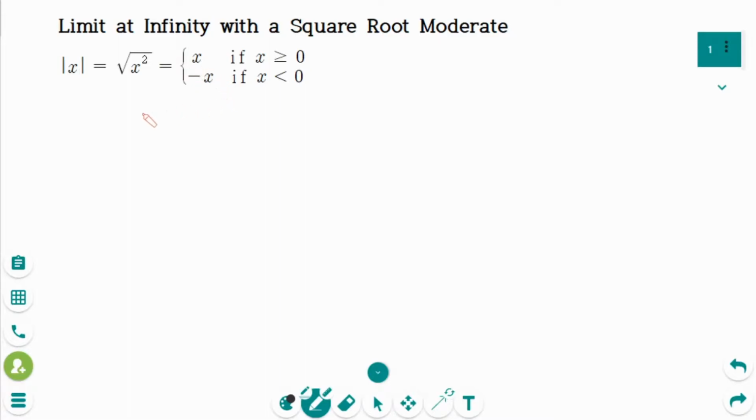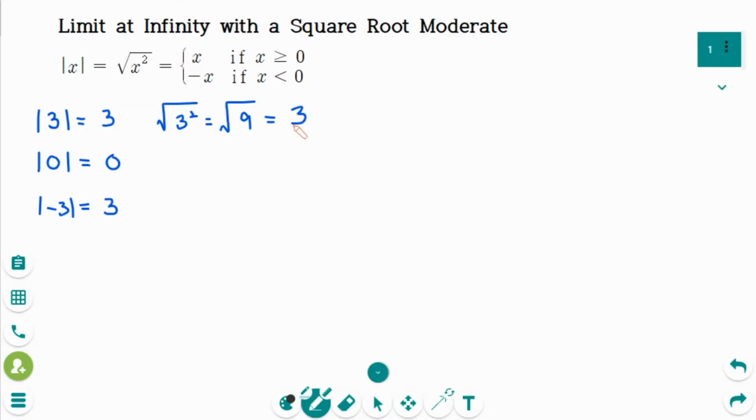Please remember that if x is negative, then minus x is positive. For example, the absolute value of 3 equals 3. The absolute value of 0 equals 0. The absolute value of minus 3 equals 3. The square root of 3 squared is 3. Square root of 0 squared equals 0. Square root of minus 3 squared is 3.